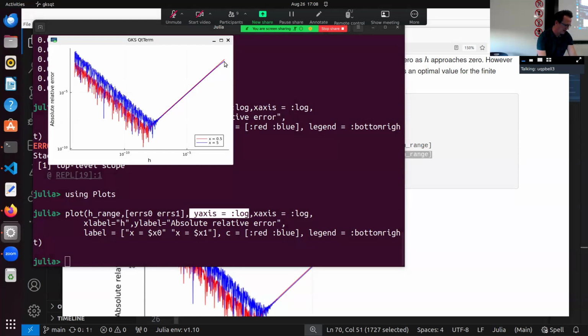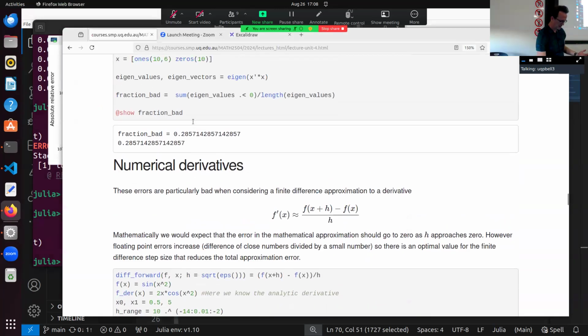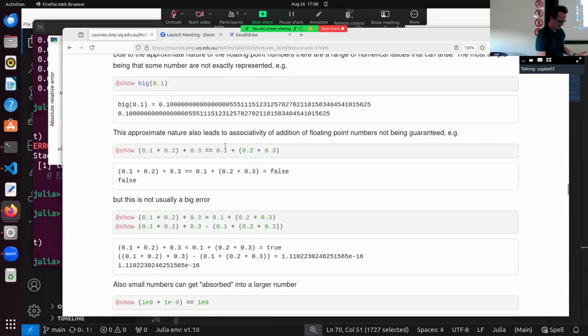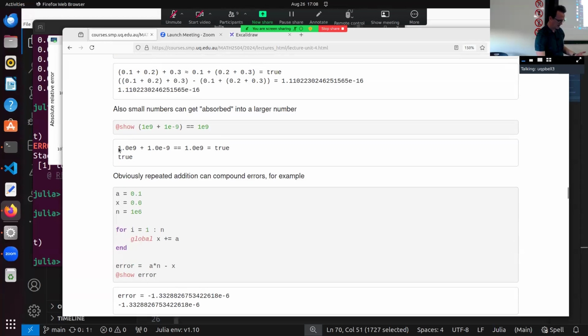As we come in from a high value, this is exactly what we were talking about before. Errors are monotonically decreasing as we reduce the step size. You notice at a certain point, though, it starts to go absolutely bonkers. Errors start to increase. This is basically the floating point cancellation stuff we were talking about, where if you've got a big number plus a little number, addition in floating point gets absorbed.